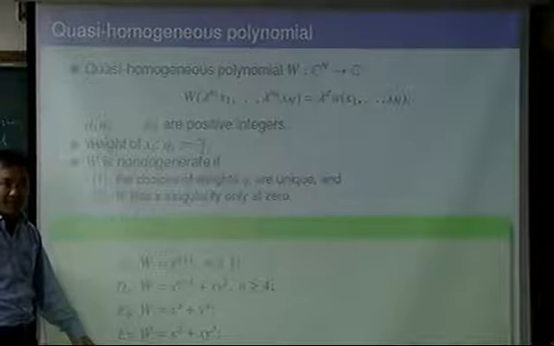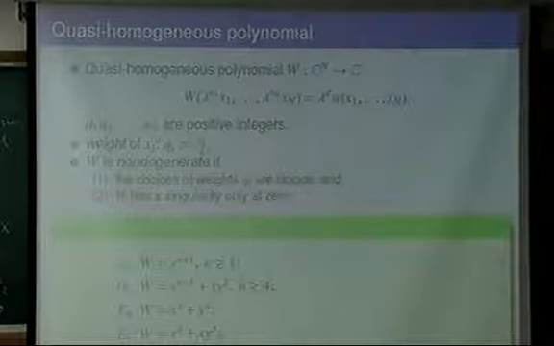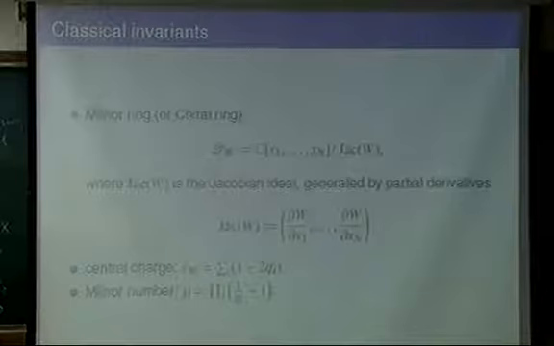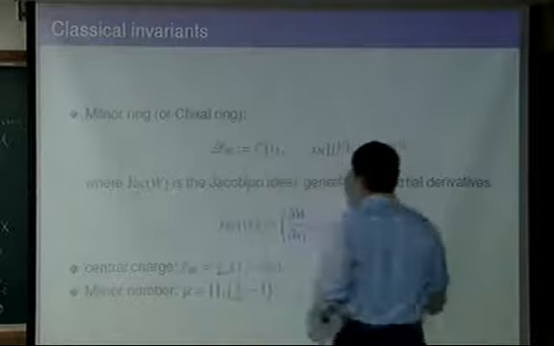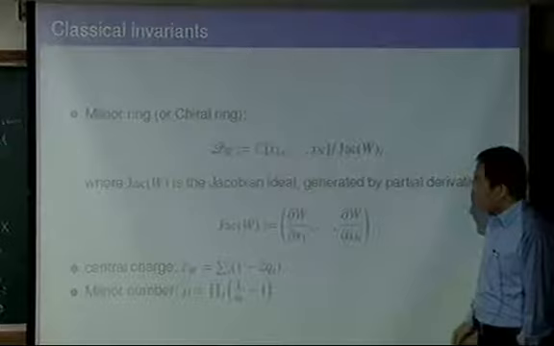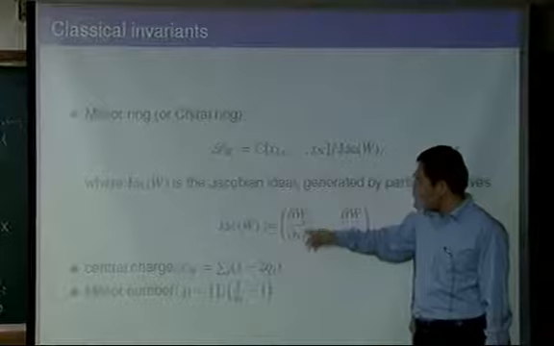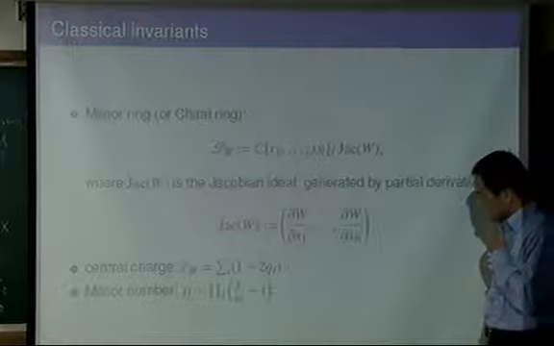ADE are very important symbols in Lie group and Lie algebra. And we also have other classical invariants associated to a singularity. For example, we can define the Milnor ring. The Milnor ring is the quotient ring, quotient by the Jacobian ideal of W. This ideal is generated by capital N polynomials. And then we can define the central charge.